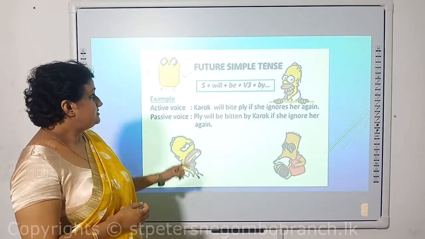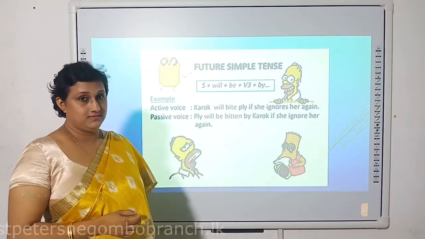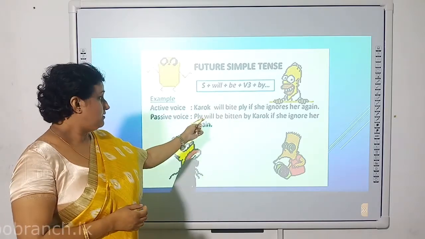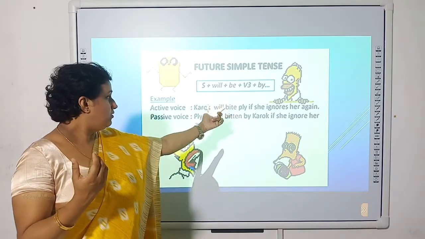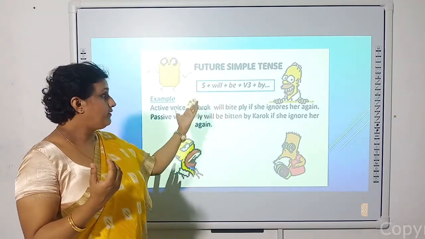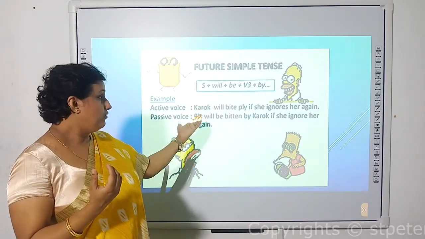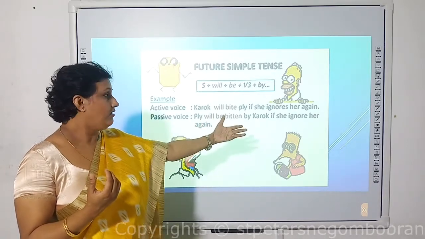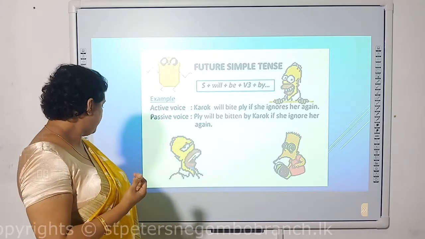Now here, simple future tense, another example. Carol will bite fly if she ignores her again. Will bite is the verb. Who will bite? Carol. Bite what? Fly. So fly has to come to the top. Fly will be bitten, will be plus past participle, by Carol if she ignores her again. Okay, that is another example.